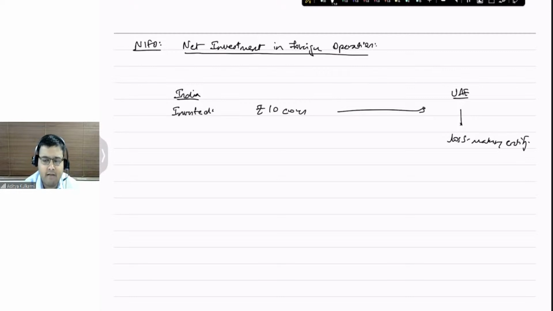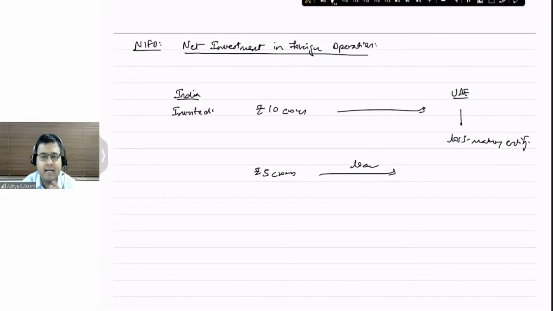The Indian parent will tell, look, I will give you a loan of another 5 crores. The UAE entity will tell, arey, I don't want a loan because I cannot repay this loan. You give me an equity contribution of 5 crores. The UAE subsidiary is telling the parent, mere ko loan nahi chahiye, give me equity of 5 crores.